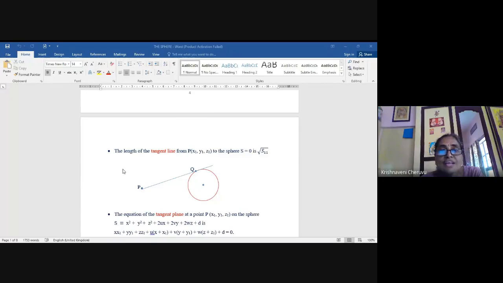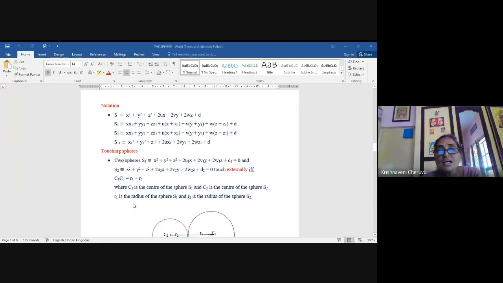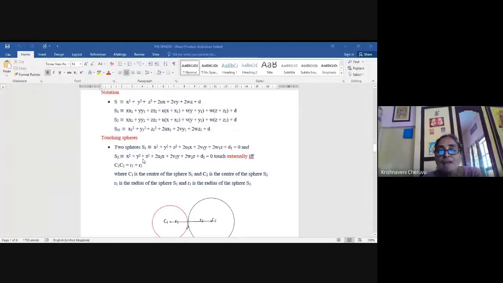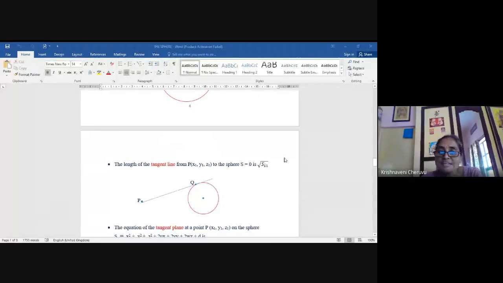I already told you in the notations what S11 is. S11 means x1 square plus y1 square plus z1 square plus 2ux1 plus 2vy1 plus 2wz1 plus d. You will be given a sphere, in which you put the point x1, y1, z1, and find the square root of it. You will get the length of the tangent. Such problems are one mark questions, girls, and we did them while doing the second component.